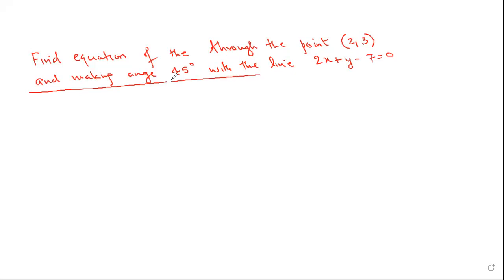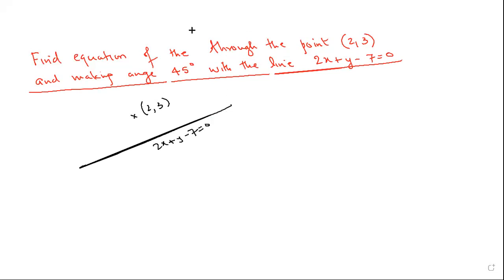First, I want you to draw the diagram for this. You have a point (2, 3). You have a line 2x plus y minus 7 equal to 0. We need to find the equation of the line which passes through (2, 3) and makes an angle of 45 degrees with it. I hope you understood the question.